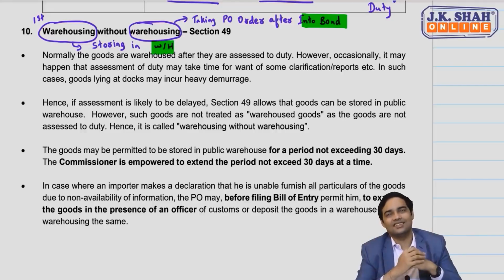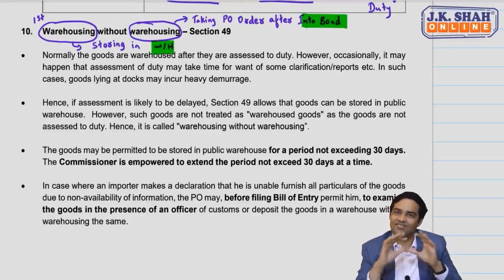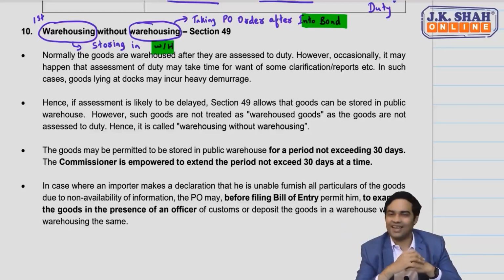Sir, why is it done? Goods can be at the port. If it's in the port, then you will incur high demurrage charges from the port. So the charges are very high. To save on those charges, I can request the proper officer that please allow me to warehouse the goods without filing a into bond bill of entry and getting into the warehousing process. Clear with this?